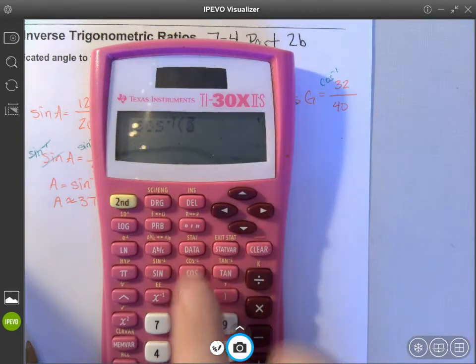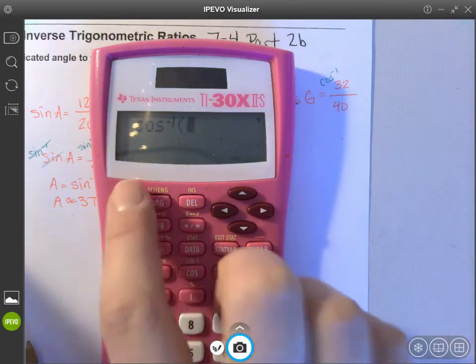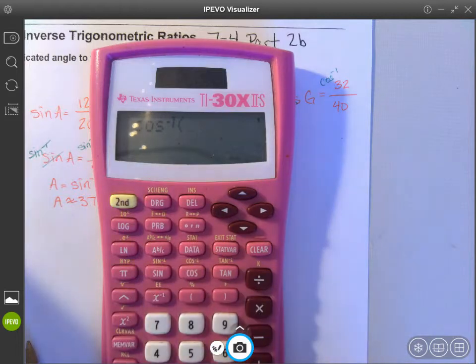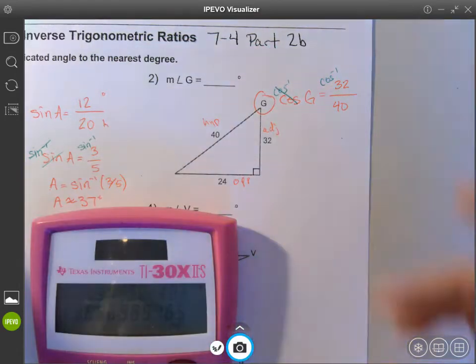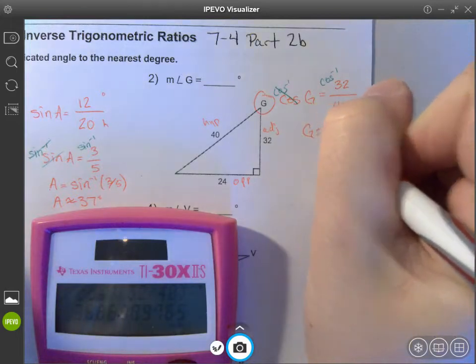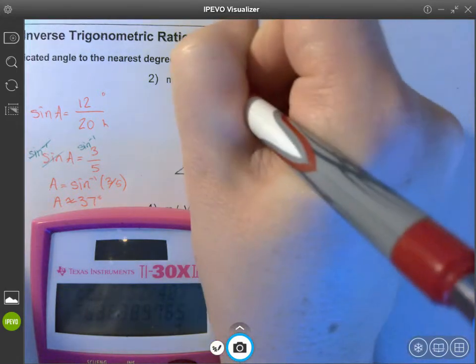I'm hitting second in my inverse cosine, or some of you second in the probability key. And then I'm going to type in 32 divided by 40, or fraction, and I get 37 again. All right. So G is approximately 37 degrees.